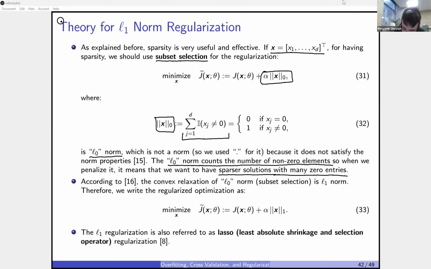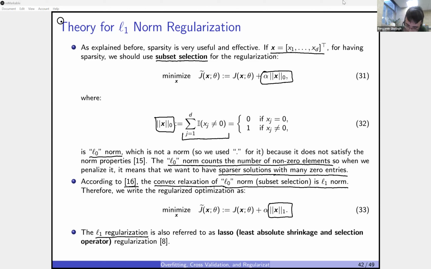Okay, according to reference 16, the convex relaxation of the L0 norm, or subset selection, is the L1 norm. Because the L0 norm is not convex and is not a norm. So in order to make it a norm and also convex, the closest thing is the L1 norm. So we use the L1 norm rather than the L0 norm.